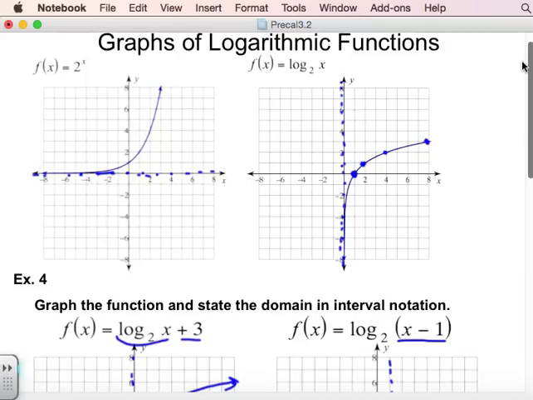Plug in 4 for x, log base 2 of 4. 2 squared is 4. So you go over 4 up 2. Plug in 8, log base 2 of 8. What do I raise 2 to get 8? 3. So go over 8 and up 3. Okay, so that's where those points are coming from. I'm just plugging all those x coordinates in right here for x and doing the log base 2 of those, and that's giving me the y coordinates for those points.